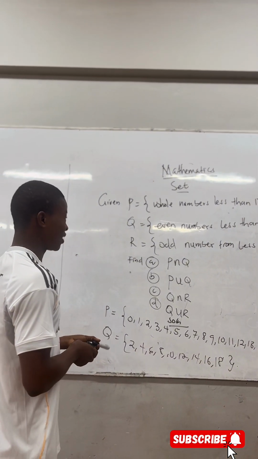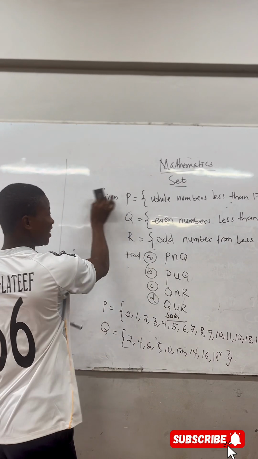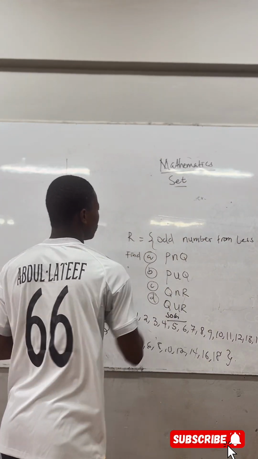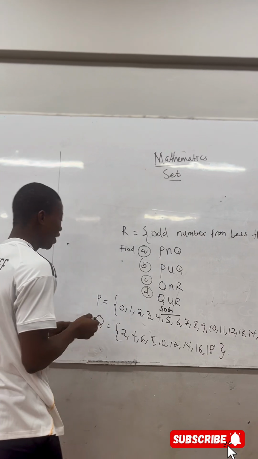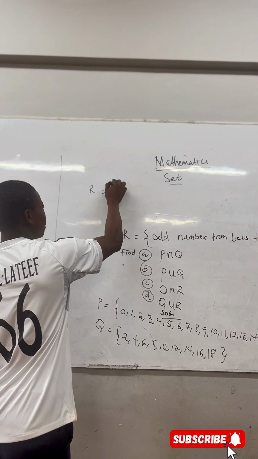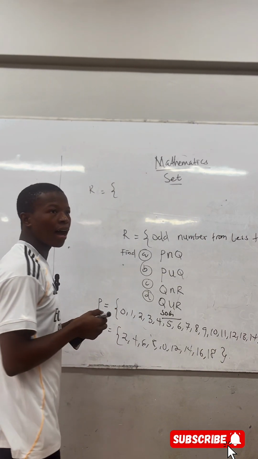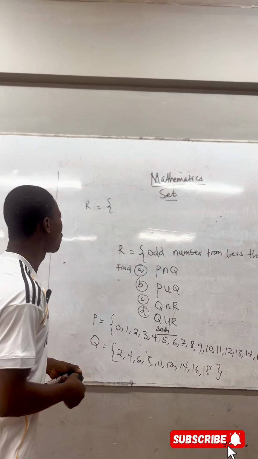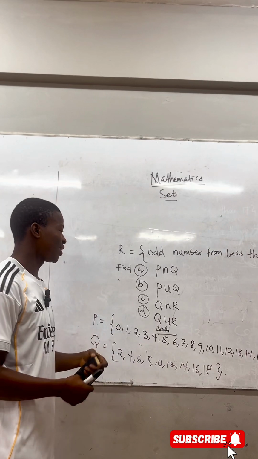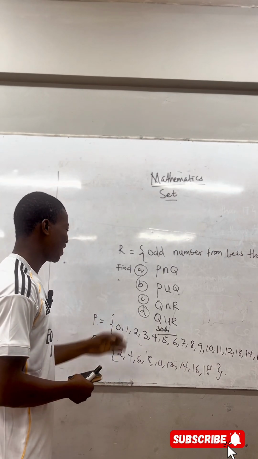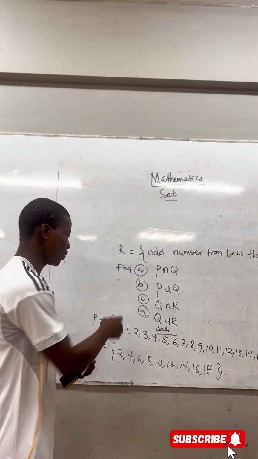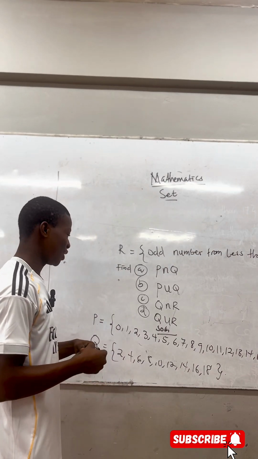Now we have our set R. Our set R are odd numbers. I will leave it to the viewers to use the odd numbers to answer questions C and D.